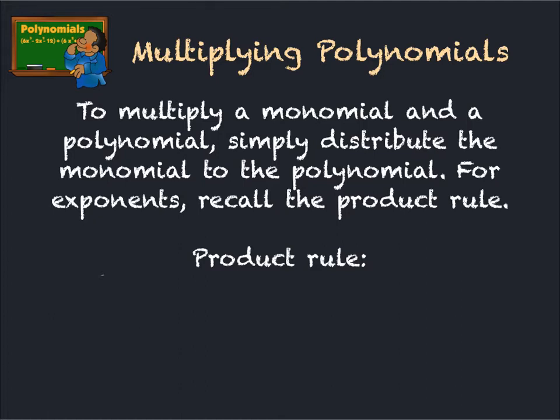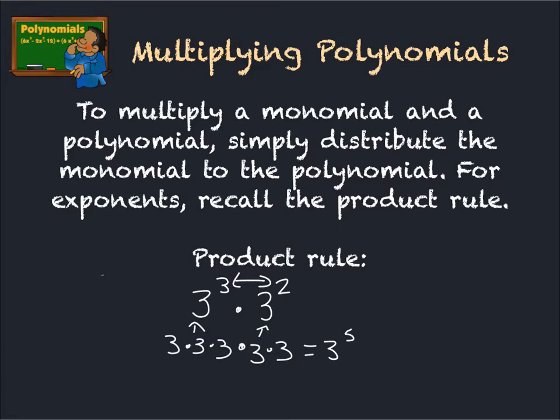And to explain the product rule, I first want to discuss what a power actually is. For example, if we have 3 to the third power times 3 to the second power, what is that really? Well, remember, exponents and powers are just repeated multiplication. So that's the same thing as saying 3 times 3 times 3, that's 3 to the third power, times 3 times 3, which gives us 5 3s, so that turns out to just be 3 to the fifth power. So what did we really do with these two exponents? We just added them. 3 plus 2 is 3 to the fifth power.